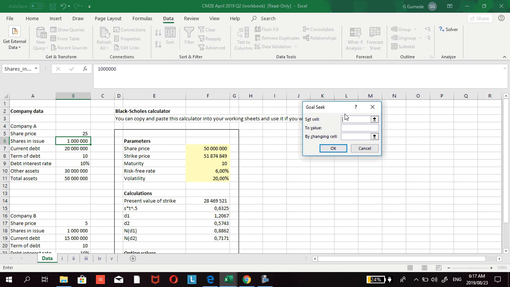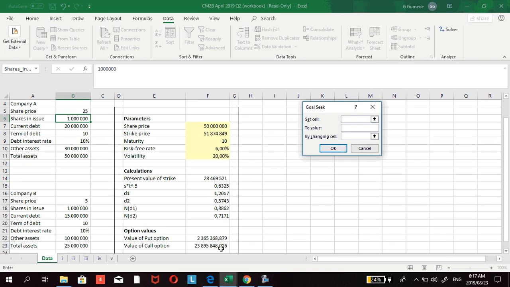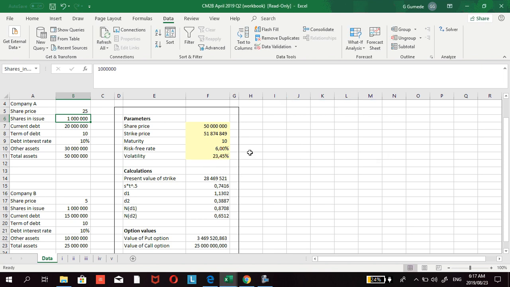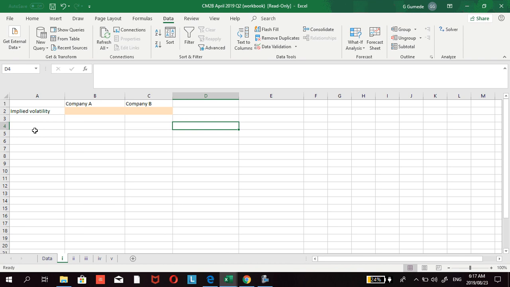Okay, so I want to set the value of the call option to be equal to 25 million, 1, 2, 3, 1, 2, 3, and I'm going to change the volatility cell, which is this here, and I'm going to press OK. And you can see there is your volatility here, 23.45%.